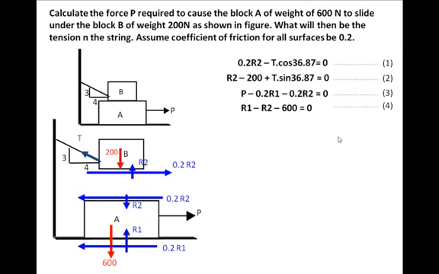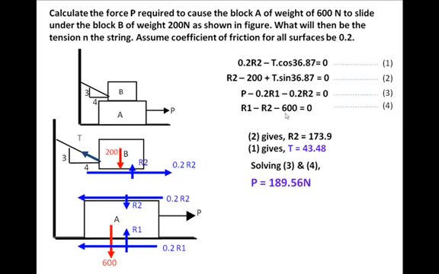Now these four equations will enable us to find P. See, equation 2 and equation 1, if you solve together, you will get R2 and T. And then 3 and 4, if you solve simultaneously, substituting the value of R2, you will be able to get the P which was asked. Thank you.